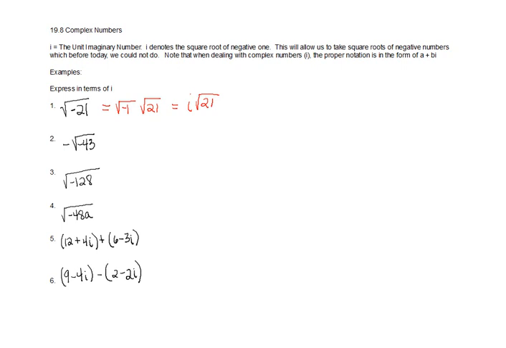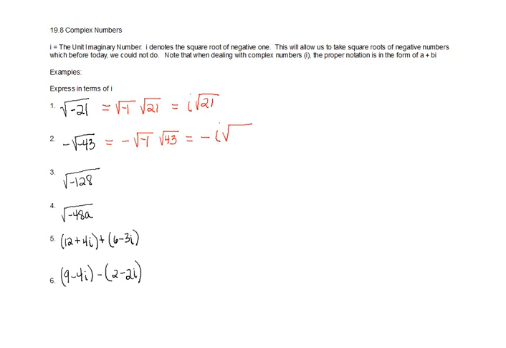So here, if we look at number 2, I wanted to separate this out as the square root of -1 and the square root of 43. As you notice, I just carried the negative out and left it in front. So we have negative square root of -1 times the square root of 43. Square root of -1 is i, and we still have the square root of 43. 43 is a prime number, therefore it is not a square.